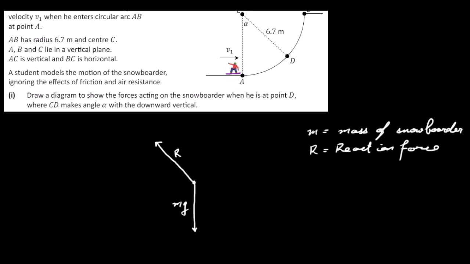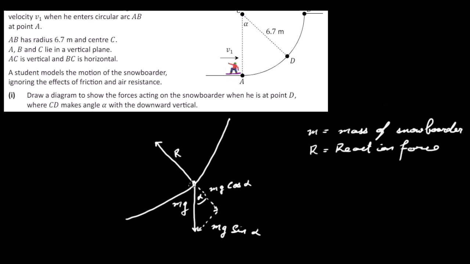So you can imagine the arc is coming around this way, and if we resolve it down this way and this way, and call this angle here alpha, let's say this is mg cos alpha, and here we have mg sine alpha.